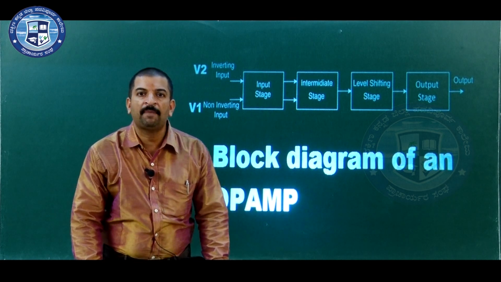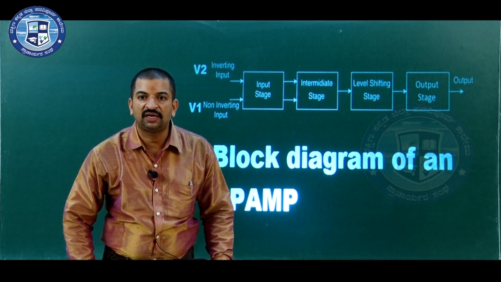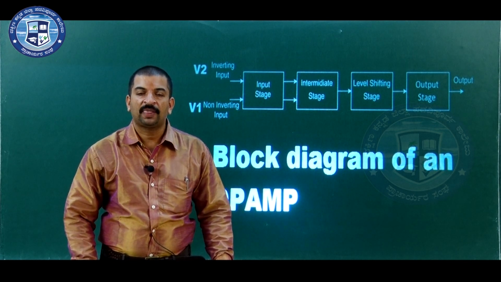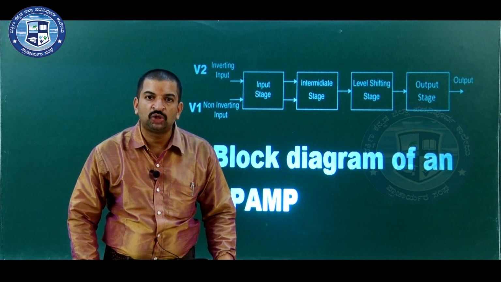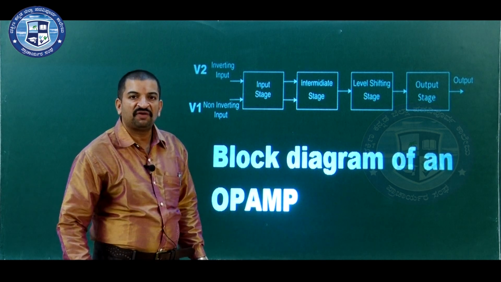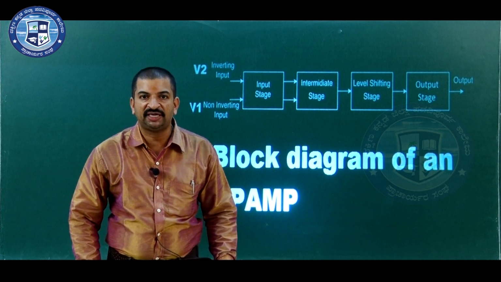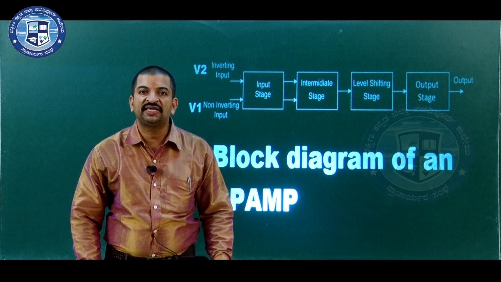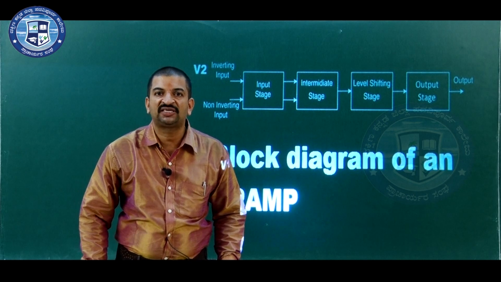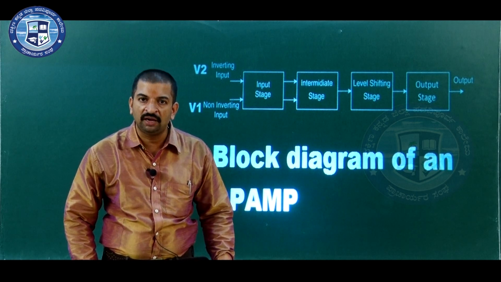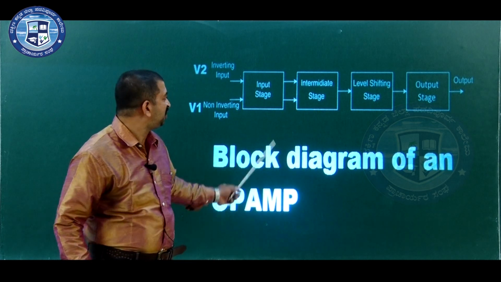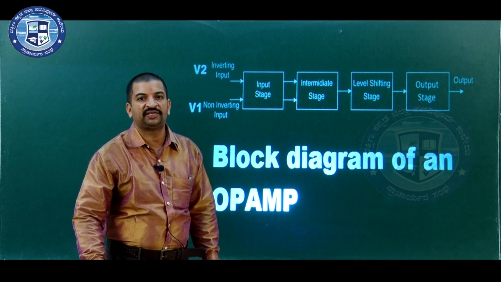These inputs are applied to a circuit known as the differential amplifier. The differential amplifier amplifies the difference between the two input signals. Now, these inputs are applied to the first stage, which is known as the input stage. The input stage is a differential amplifier. This differential amplifier stage provides very high input impedance and very low output impedance. The input stage also provides very high voltage gain.